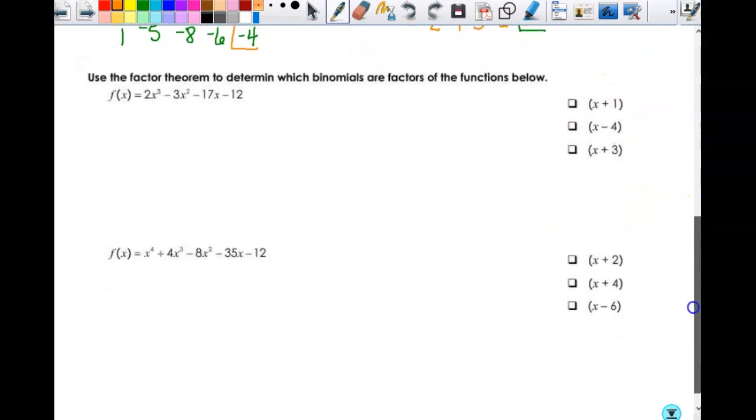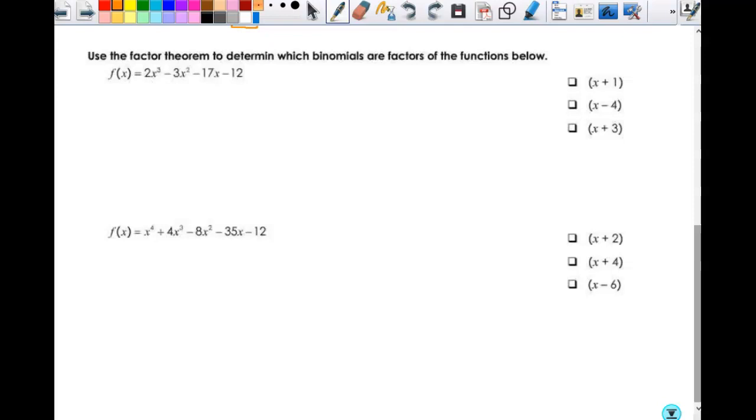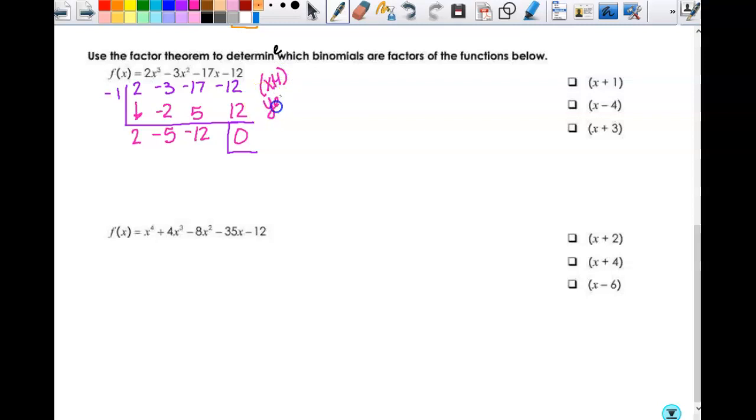All right, next part. Use the factor theorem to determine which binomials are factors of the functions below. So we're using synthetic substitution. Is x plus 1 a factor of this? I don't know, and I don't want to factor it to figure out, right? So since it's x plus 1, negative 1 goes out here. My coefficients are 2, negative 3, negative 17, and negative 12. This gives me 2, negative 2, negative 5, 5, negative 12, 12, and 0. Okay, so what this means then is that x plus 1 is a yes.